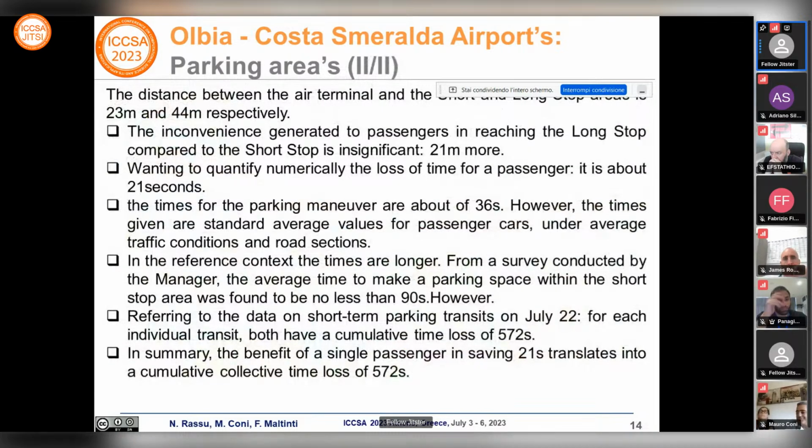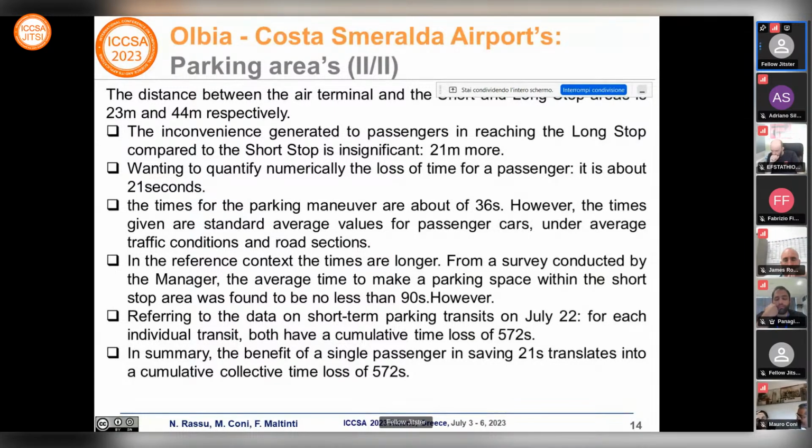The distance between the air terminal and the short and long stop areas is 23 meters and 44 meters respectively. The inconvenience generated to passengers in reaching the long stop compared to the short stop is insignificant, i.e. 21 meters more, compared to the aggravation of traffic and safety conditions in the area in front of the air terminal. Wanting to quantify numerically the loss of time for a passenger, assuming an average walking speed of 1 meter per second, it is about 21 seconds.